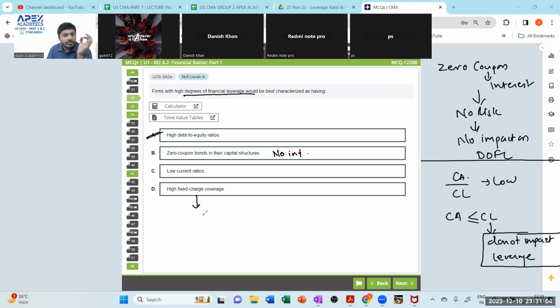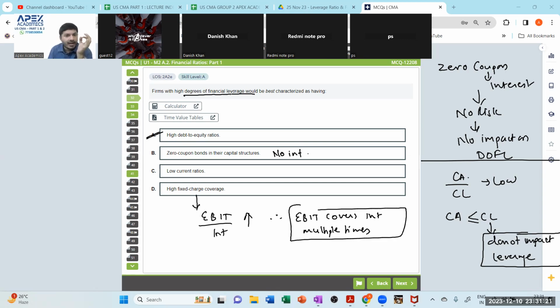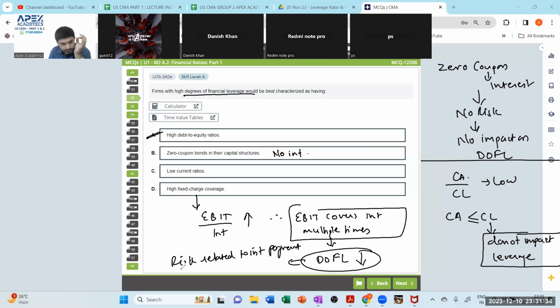High fixed charge coverage. What is the meaning of high fixed charge coverage? EBIT upon interest is high. That means EBIT covers interest multiple times. So if this happens, degree of financial leverage automatically will go down. Why? Because risk related to interest payment has reduced. Keep that much in mind. Are you with me on that?